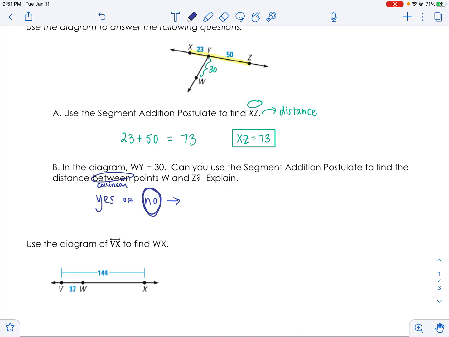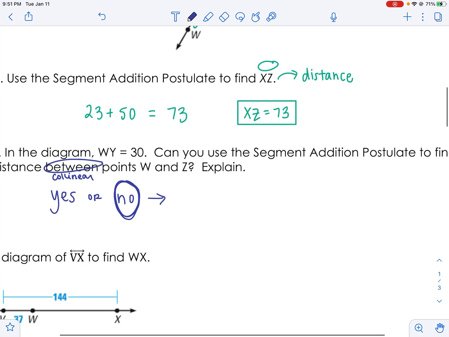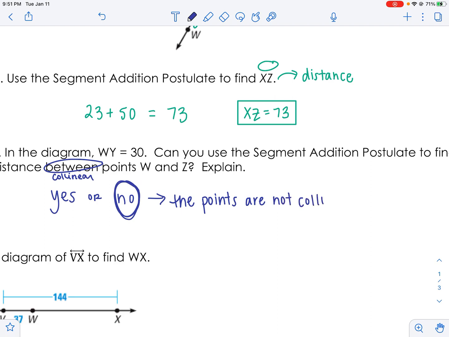And it says explain. Now we have several explanations. We could say no, because Y is not between W and Z. Or I'm going to say no, the points are not collinear. But there's more than one way for you to say that.